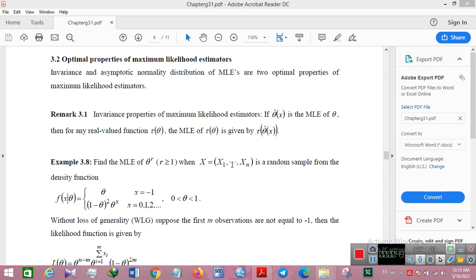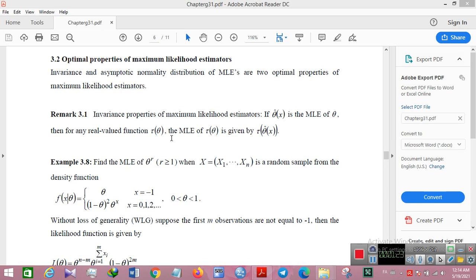First, let's talk about the invariance property. If theta hat(x) is the MLE of theta, then for any real valued function of theta, the MLE of that function is given by the function of theta hat(x). In this case, we don't talk about the mathematical form of the function. It is only a function of theta.